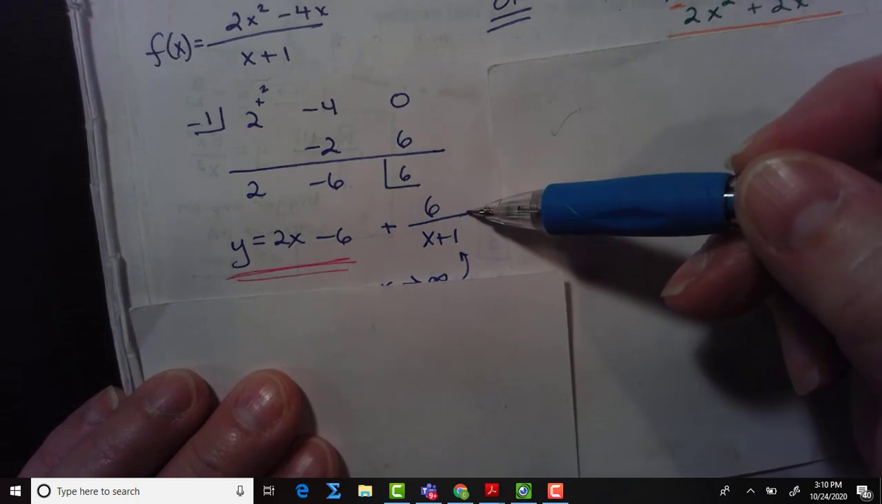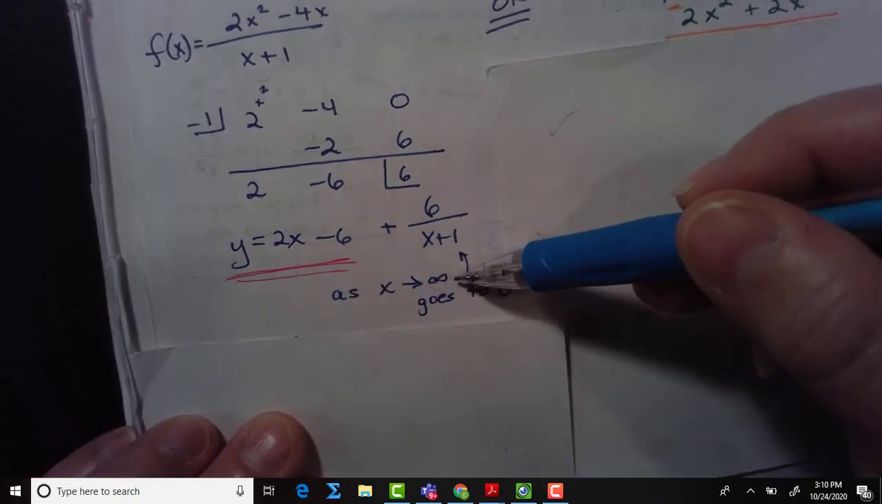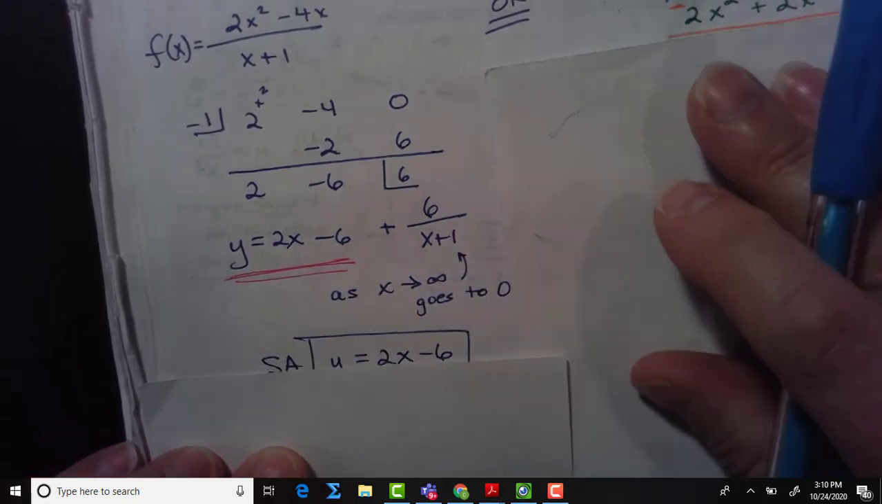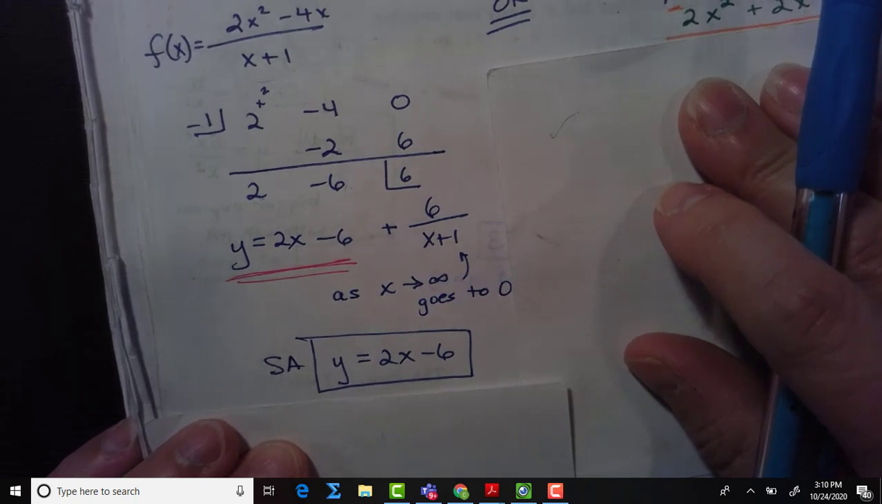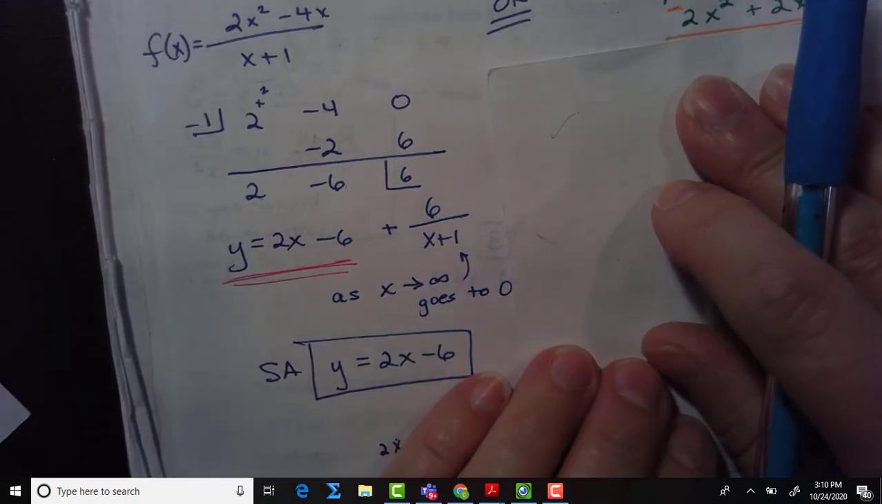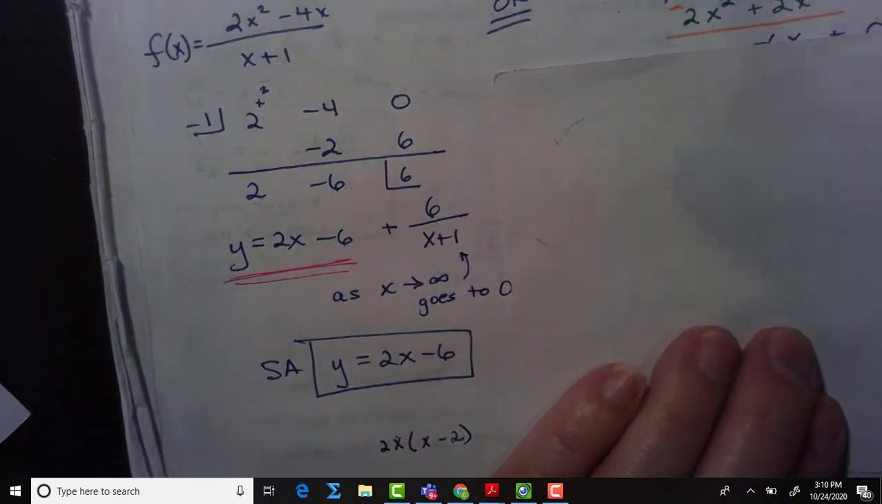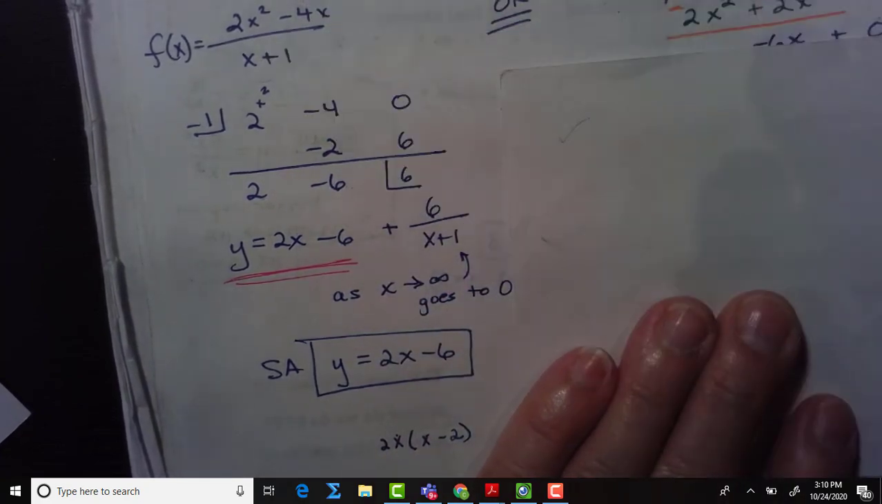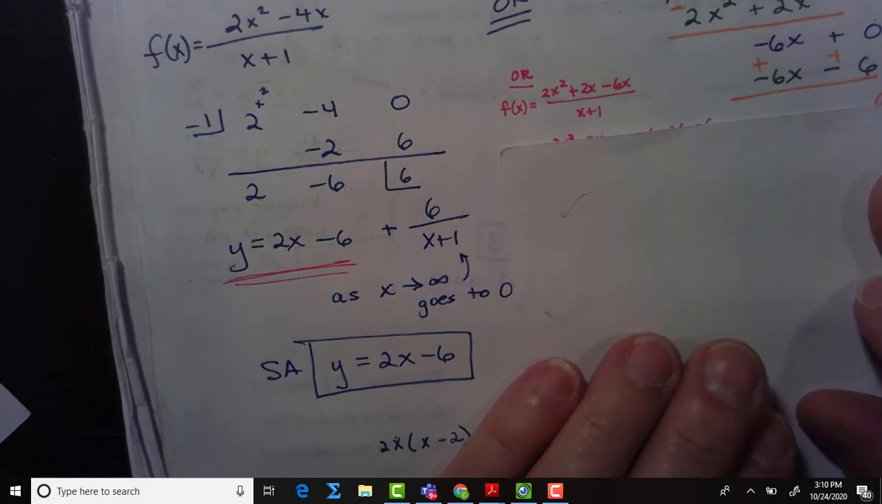I still get this. As x goes to infinity, we know that goes to 0. So my slant asymptote is the line 2x minus 6. Do you know there is a whole other way to think about trying to get this slant asymptote or simplify this function? What if I did some creative math?